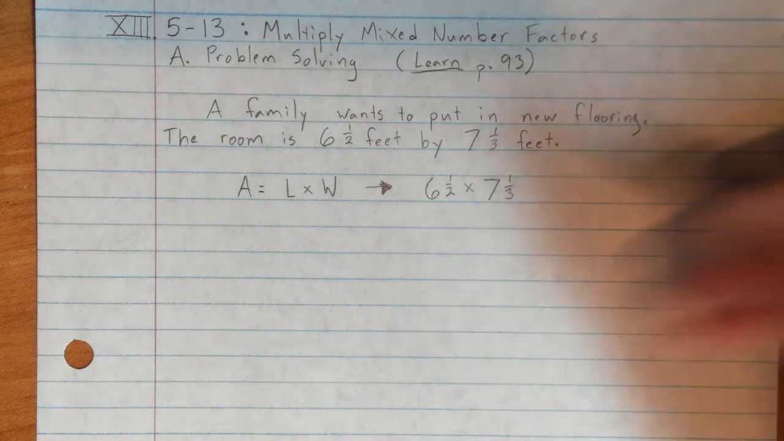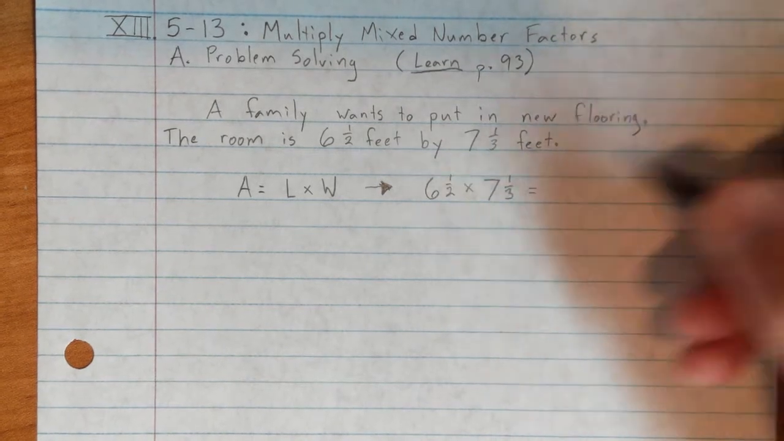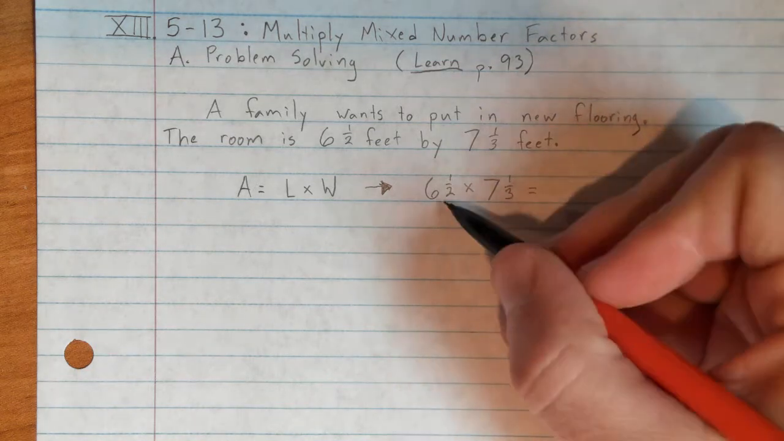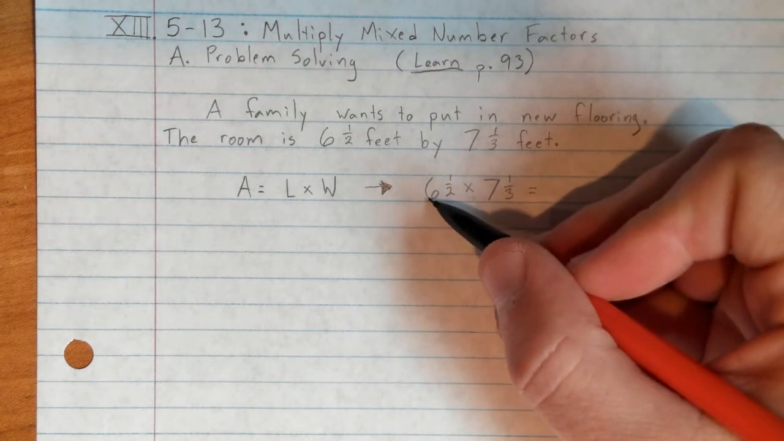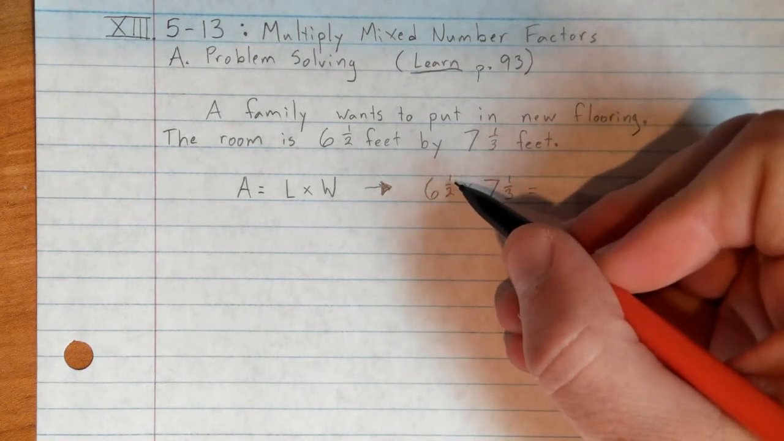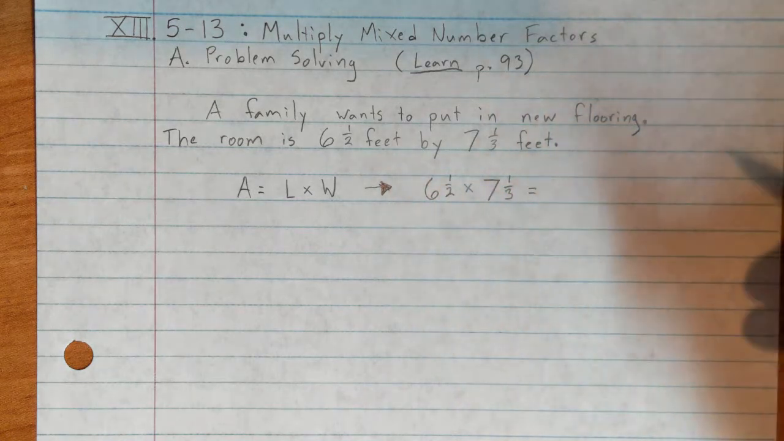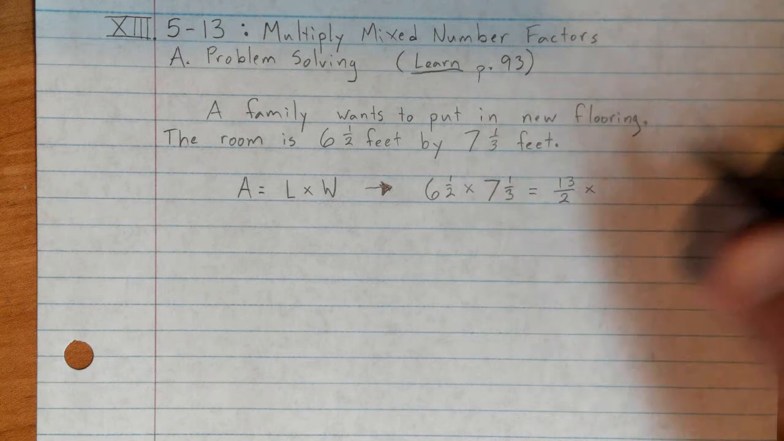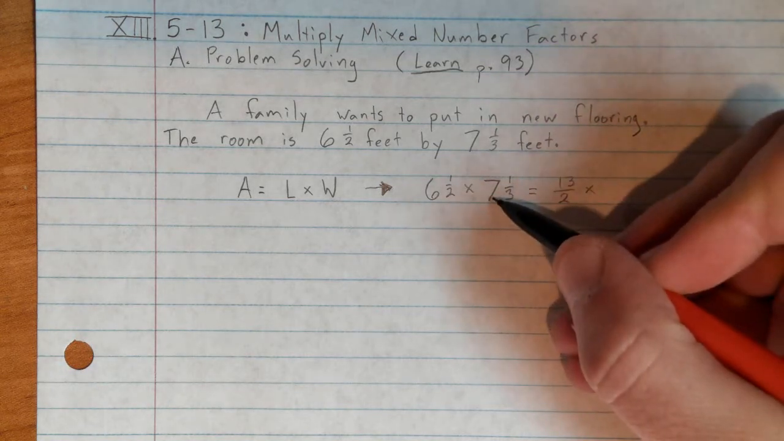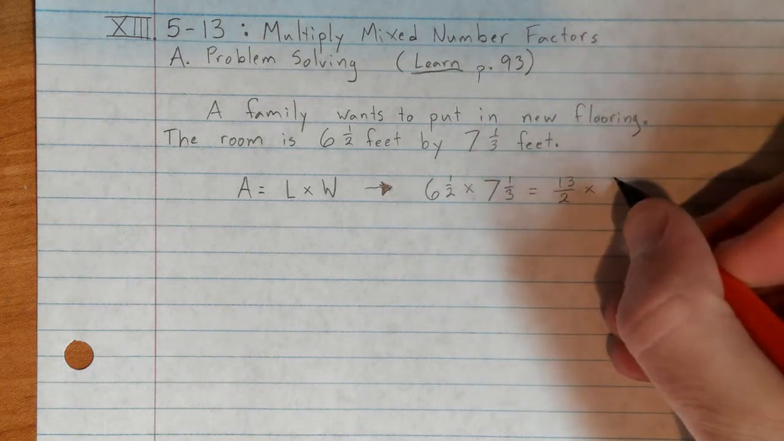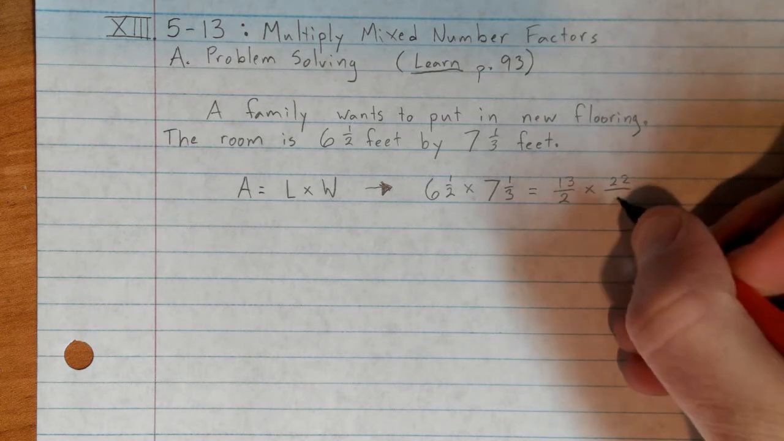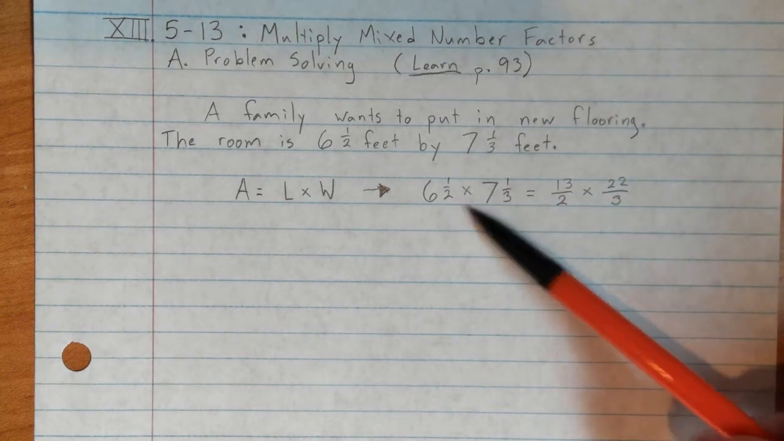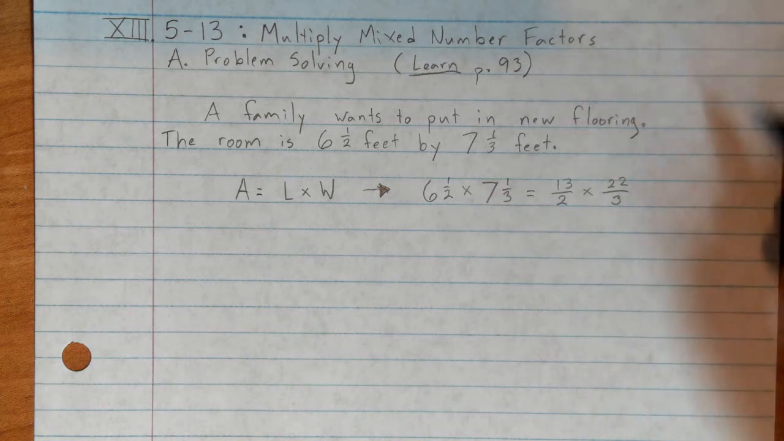Now, 6 1/2 times 7 1/3, I want to take those mixed numbers and turn them into improper fractions. 2 times 6 is 12. 12 plus 1 is going to be 13 over 2, times 3 times 7 is 21 plus 1 is 22 over 3. I'm going to make sure I did that. 2, 2, 3, 3. Okay.